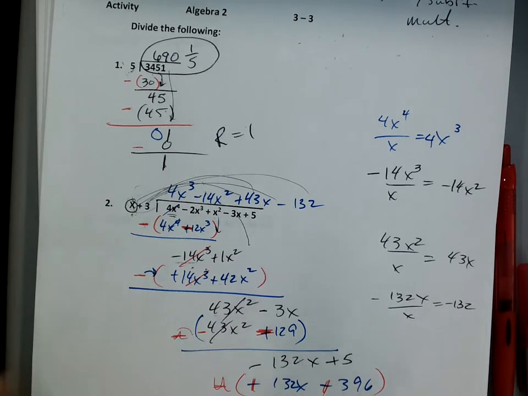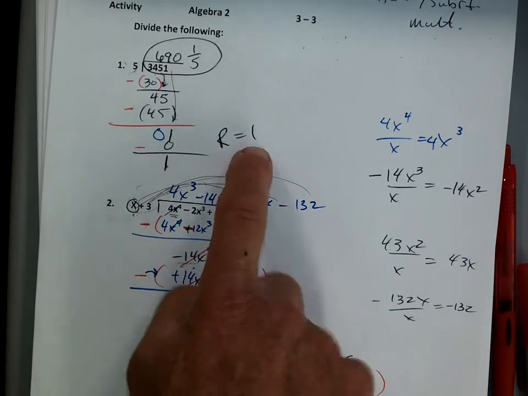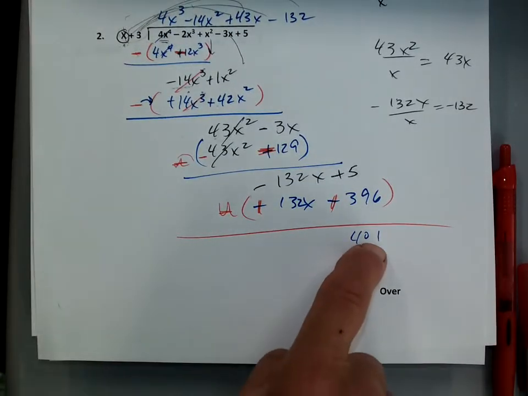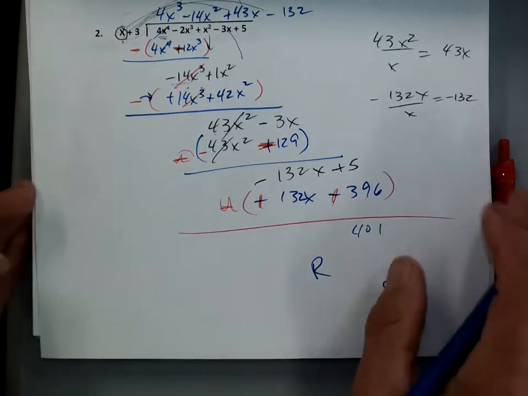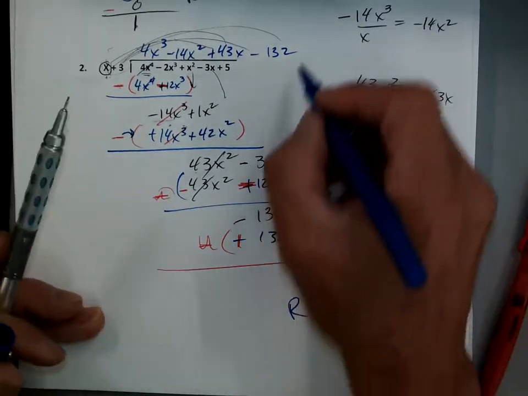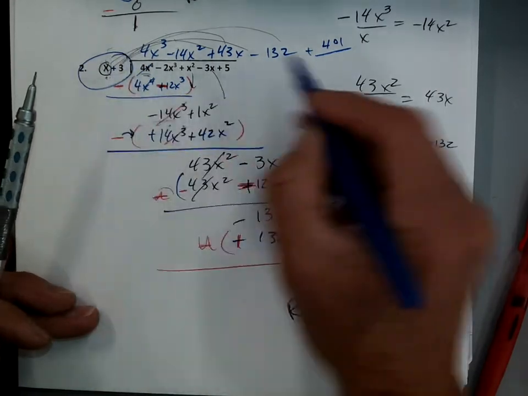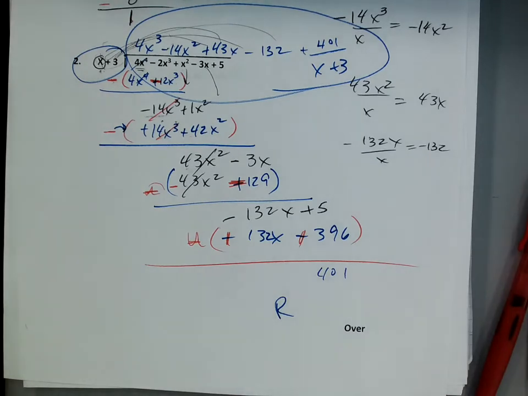Now, here's the deal. x does not go in, there are no x's, so it doesn't go in evenly. So we're going to have a remainder like we did up here. But we don't write it as a remainder. We write it as a fraction, like we did up above. So we're going to say plus 401 over what we divided by, which is our x plus 3. Whew, that's a lot of work. This is the way you'd have to do it if there wasn't a trick.